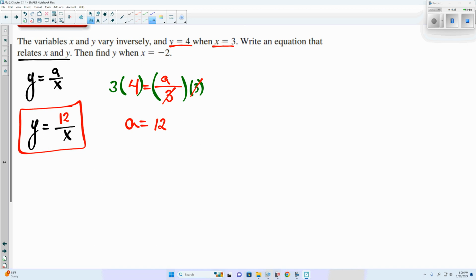Questions on how we found the equation relating x and y? You good? Now the second part is find y when x is negative 2. So we'd have 12 over negative 2. Well, 12 divided by negative 2 is negative 6. Sorry. So y equals negative 6 and y equals 12 over x are the two parts of the answer. And that's it.